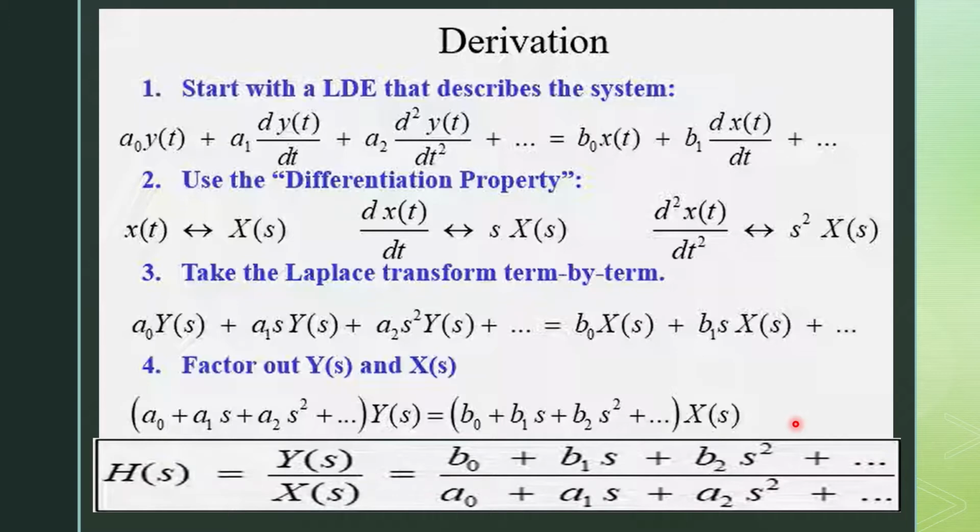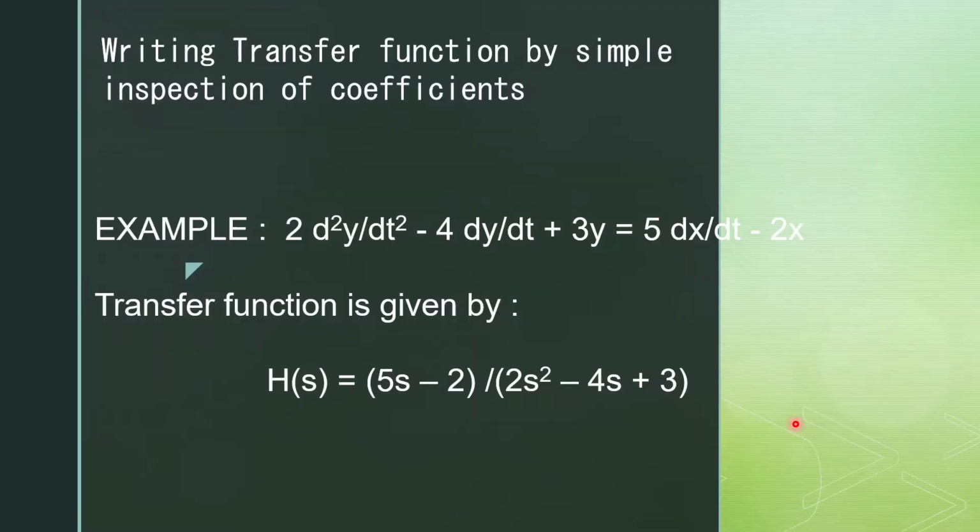So let's solve an example. In this example, we are going to write the transfer function by simple inspection of coefficients. The equation is 2 d square y by dt square minus 4 dy by dt plus 3y equal to 5 dx by dt minus 2x. We are going to write the transfer function for the above equation.